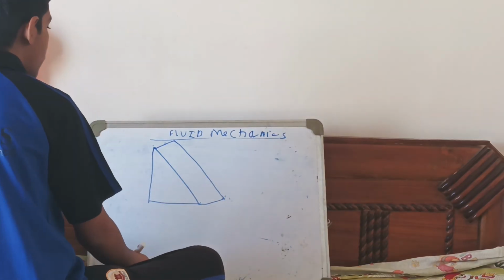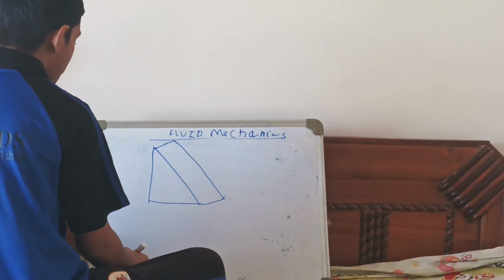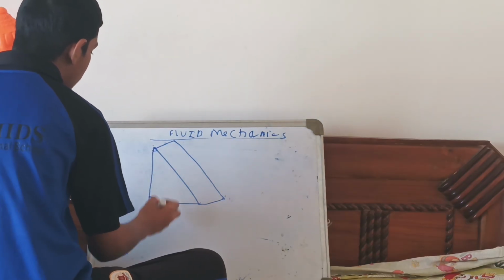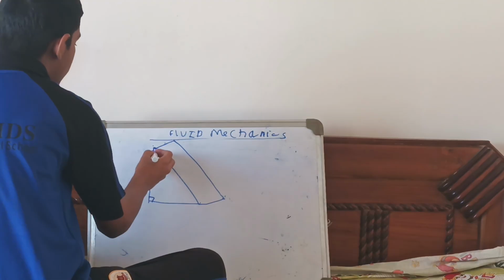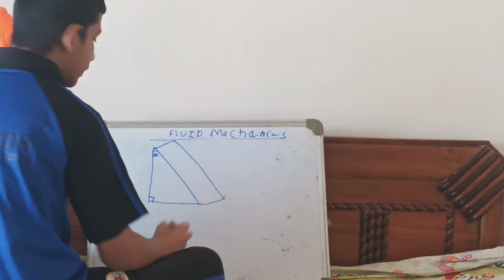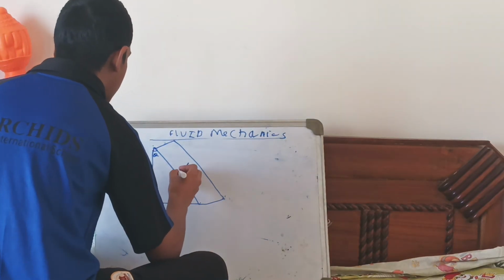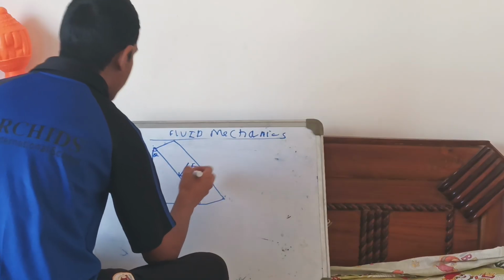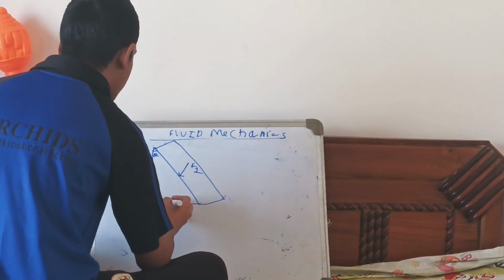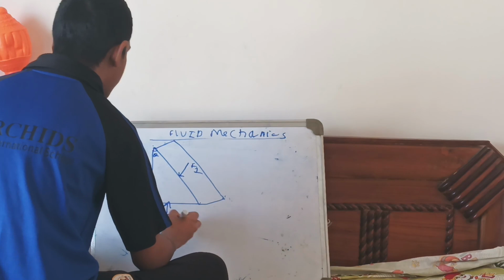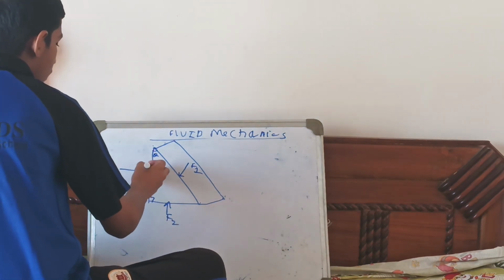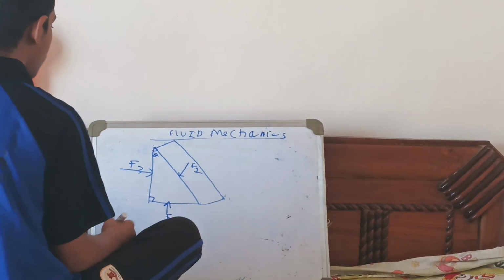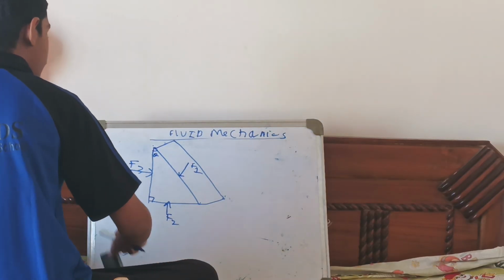I am not good at drawing that much. Suppose this angle is 90 and this angle be theta, and F3 will be like here. Suppose this one will be F1, F2, F3. So I can write that.